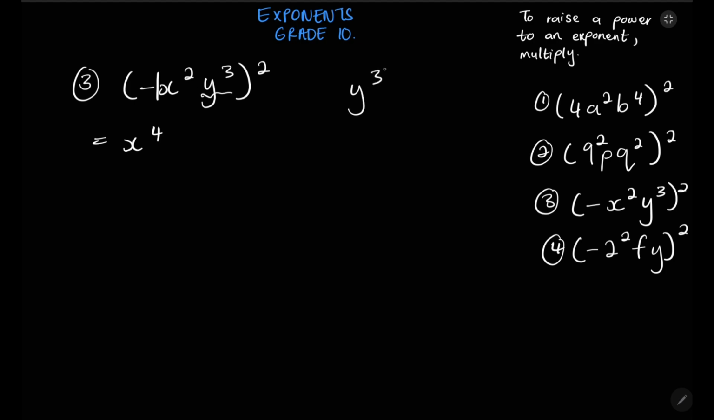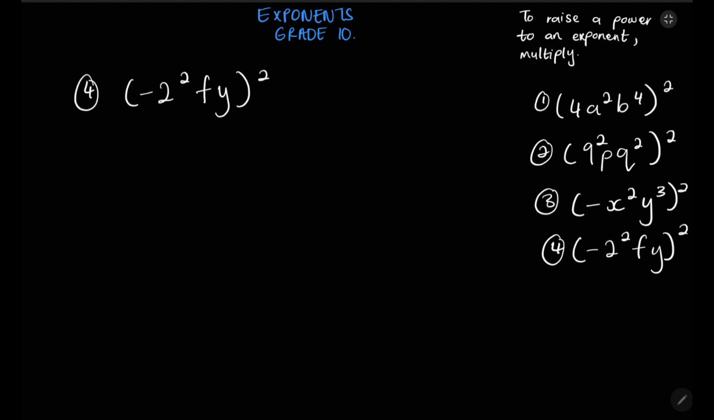We have y cubed, but it's in a bracket. We have a 2 outside, raised to the power 2. We write down our base, y, then 3 times 2. This is y to the power 6. So y to the power 6. And that is how we simplify this problem. Let's do the last example.